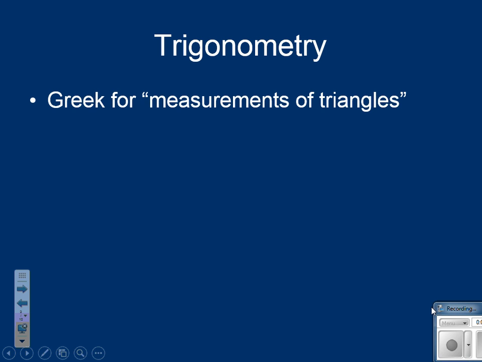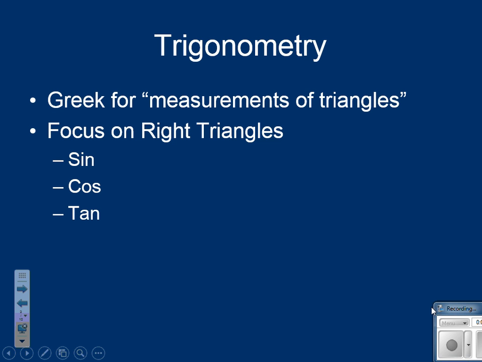Okay, trigonometry is Greek for measurements of triangles, and we are going to be focusing on right triangles. And that's where we have a 90-degree angle. And what we're going to use is sine, cosine, and tangent. Now this might be a review, but it is a very good review for you ACT test takers, and also for the trig chapter, where we're going to be learning 3 additional trig functions besides sine, cosine, and tangent.